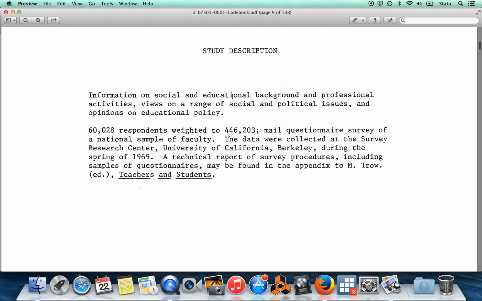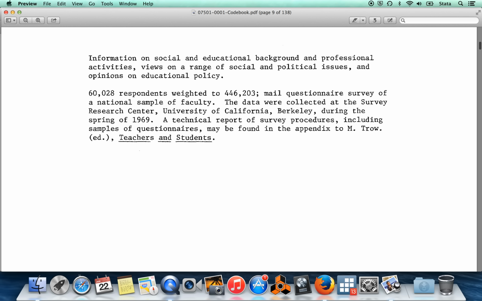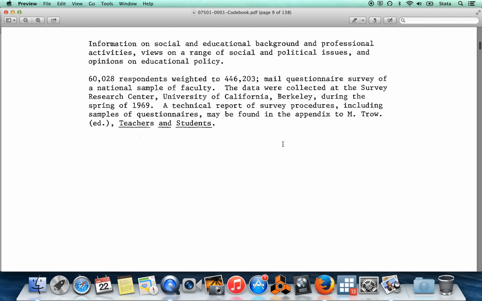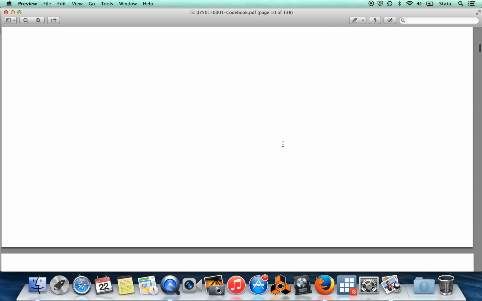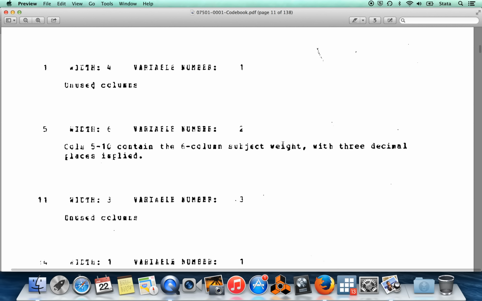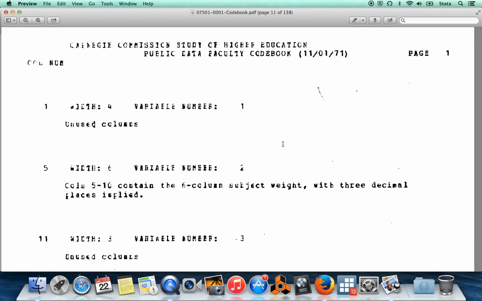The study description, so you always want to find out the background of the study. You want to find out who was sampled. So it was a male questionnaire survey of a national sample of faculty, and they had 60,000 respondents. And you can find the technical report of the survey procedures. They tell you where to find that. And then down here is the actual code book. So here's where the typewriting is not very good.